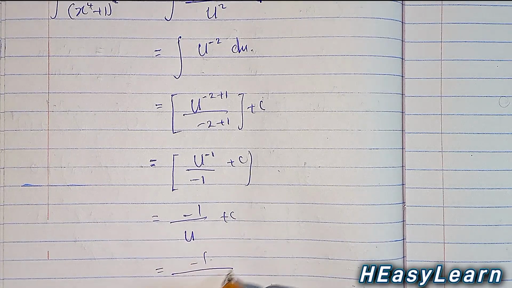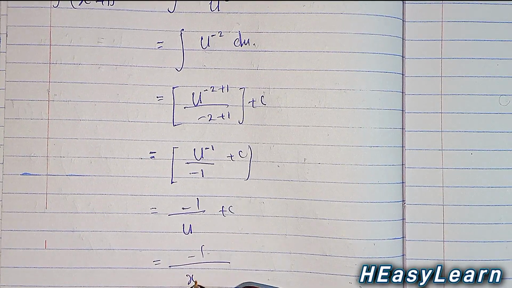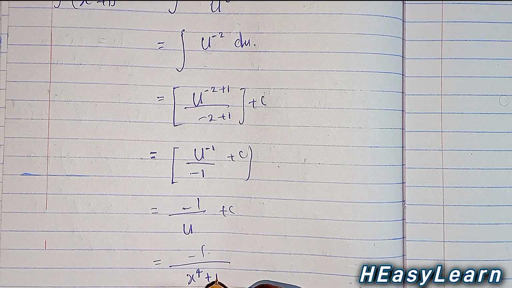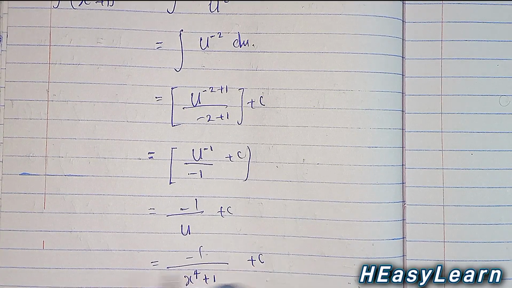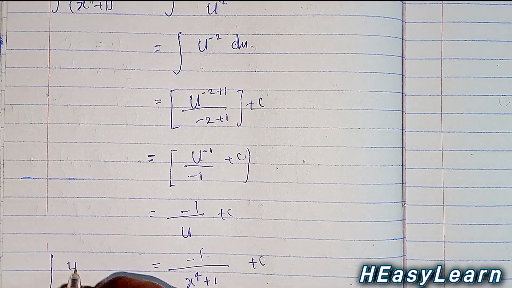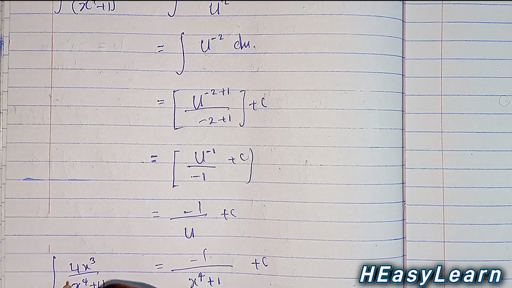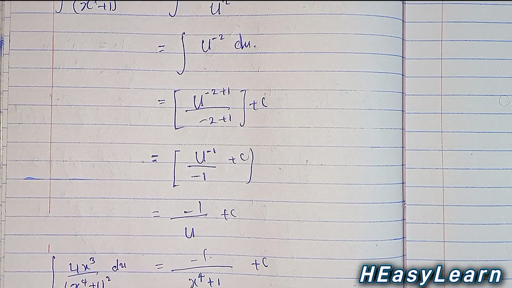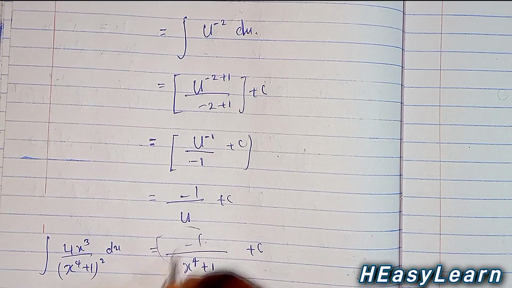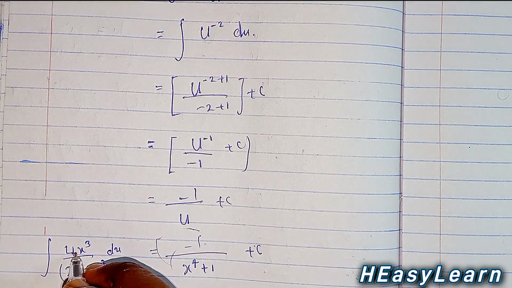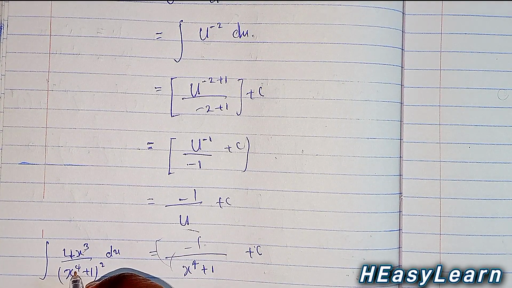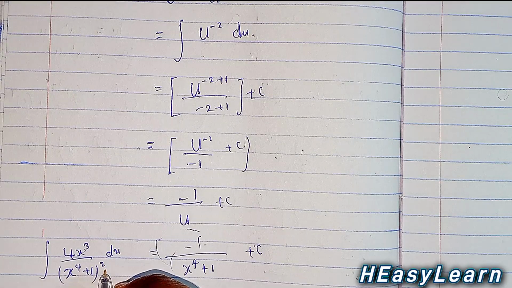But from above, u is equal to what? u is equal to x to the power of 4 plus 1, plus the constant c. So this is the integral of 4x to the power of 3 divided by (x to the power of 4 plus 1) all squared dx. If you find the derivative of this function, it's going to give 4x cubed divided by (x to the power of 4 plus 1) all squared.